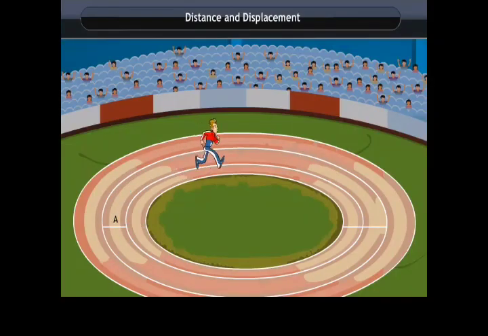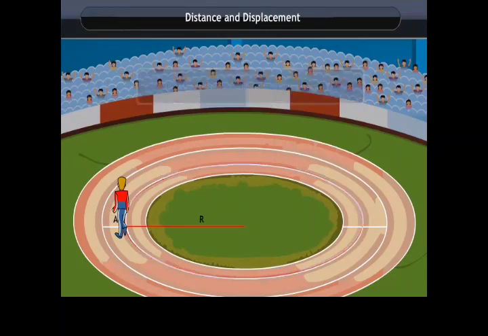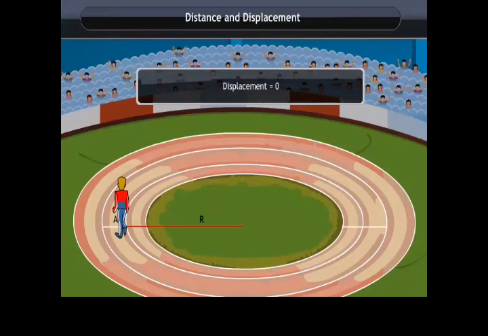An athlete is running around a circular track of radius r. He starts from point A and stops at the same point. Let us calculate the distance and displacement. Distance covered is equal to the circumference of the track, which is 2 pi r. What is the displacement when the athlete comes back to the same point from where he started? Since the initial position and the final position of the athlete are the same, the displacement is equal to 0.